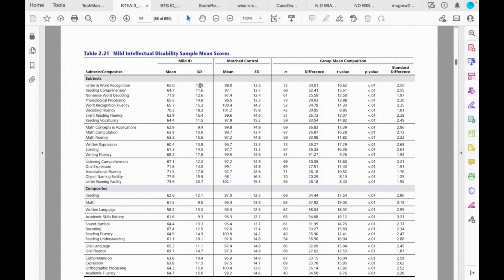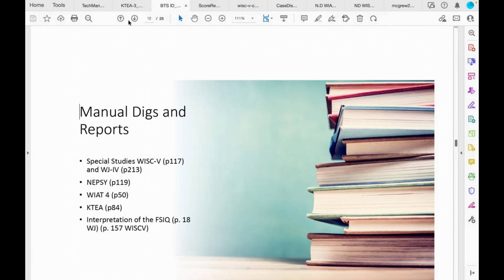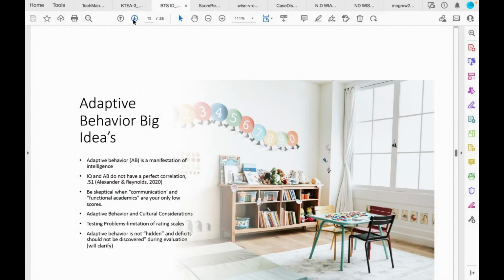Now, these kids were mild. These kids were all mild ID. These weren't severe, profound, or anything like that, okay? And you can see their mean score. Here's oral vocabulary, GC, 48.4. Concept formation, 60. Now, look at concept formation. That's a GF. You know, a kid with mild ID, that 60 is not a good score, okay? Confidence interval of 16, that means 70, up to 76, okay?